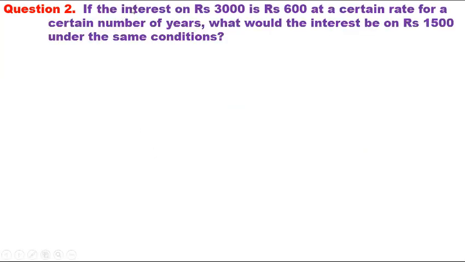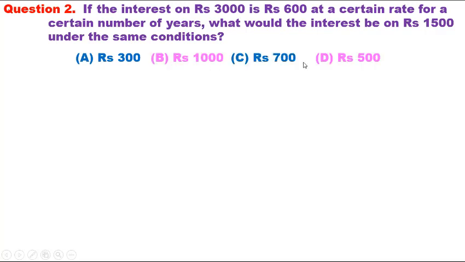Question 2. If the interest on rupees 3,000 is rupees 600 at a certain rate for a certain number of years, what would be the interest on 1,500 under the same condition? Rupees 300, rupees 1,000, rupees 700 or rupees 500.